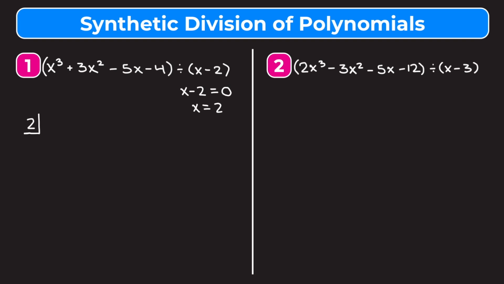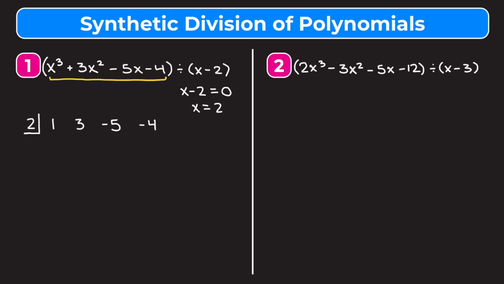And then to the right of the box, we want to write down the coefficients and the constants from our first polynomial. So the polynomial that we are dividing. So the coefficient of x cubed is 1 because there's nothing in front of it, so it's really 1x cubed. So we're going to put a 1 there. The coefficient of 3x squared is 3. The coefficient of minus 5x is negative 5. And then our constant is negative 4.